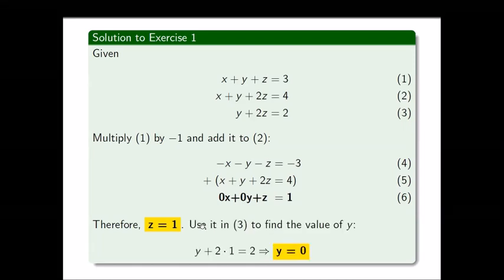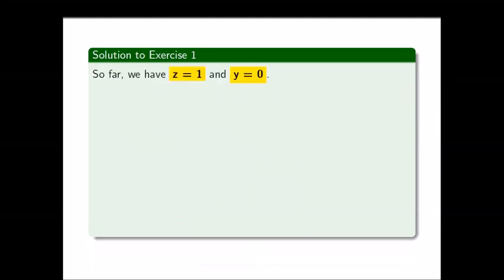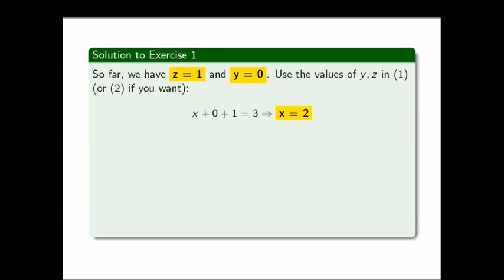And then we can take z equal to 1 and plug it in the third equation because it's the easiest one to solve because there's only one extra variable. And we want to find the value of y. So we plug in z equal to 1, and that gives us y plus 2 equal to 2, and therefore y equals 0. So far we have z equal to 1 and y equal to 0. Now we use the values of y and z and plug them in the first equation or the second one if you want.